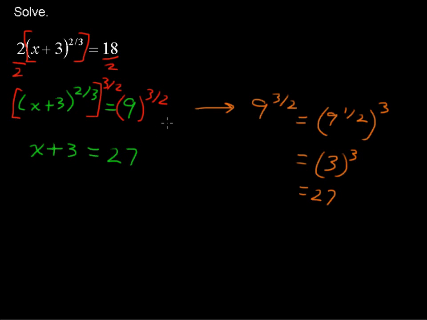Of course, if you're dealing with decimals or something, you can just plug in 9 to the power of and then use your parentheses 3/2. But if you're doing it without a calculator, it's nice to break it down like this. Now we'll just subtract 3 from each side, and in the end we have x equals 24. So that is an example of solving a problem with rational exponents.